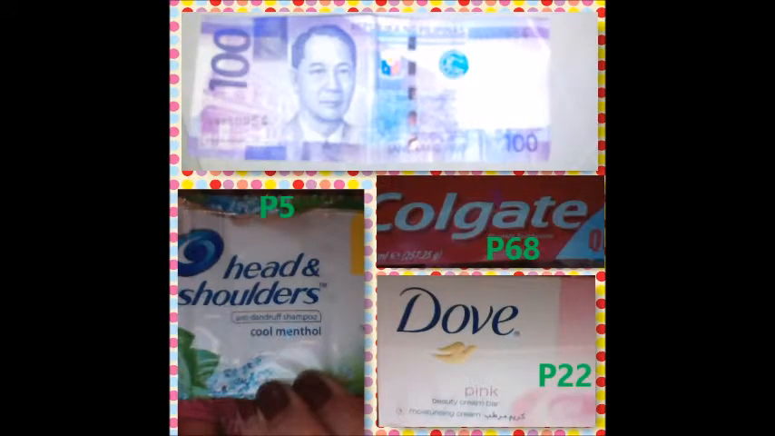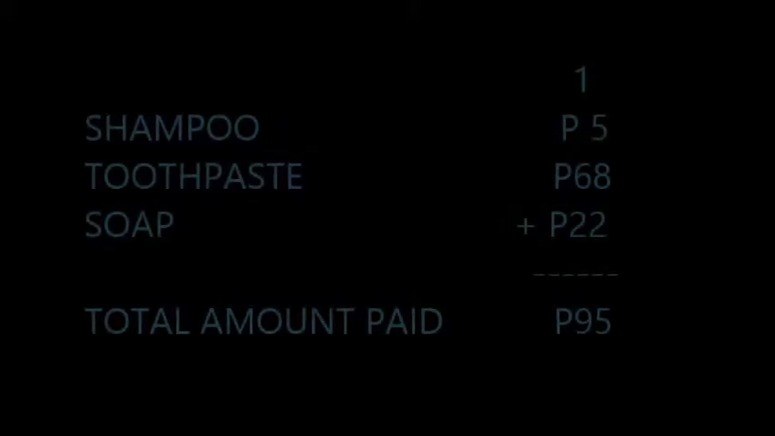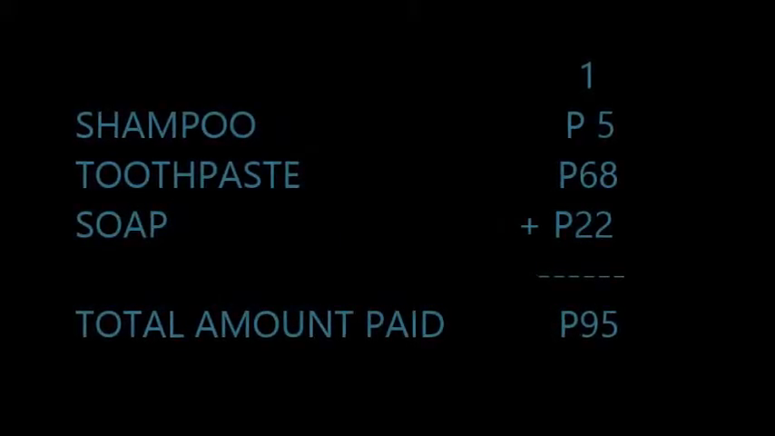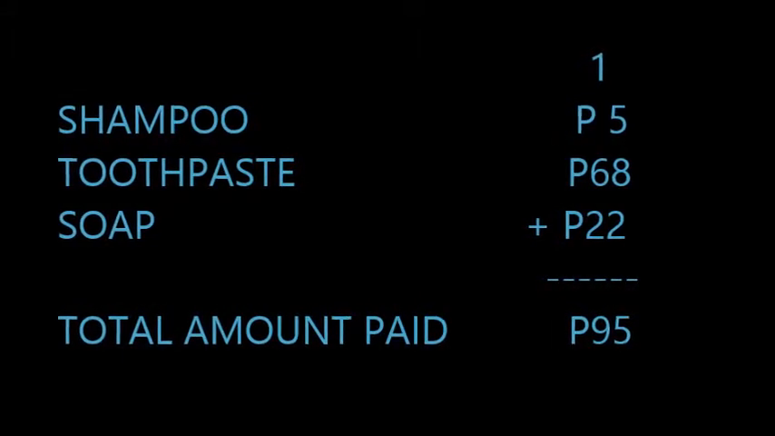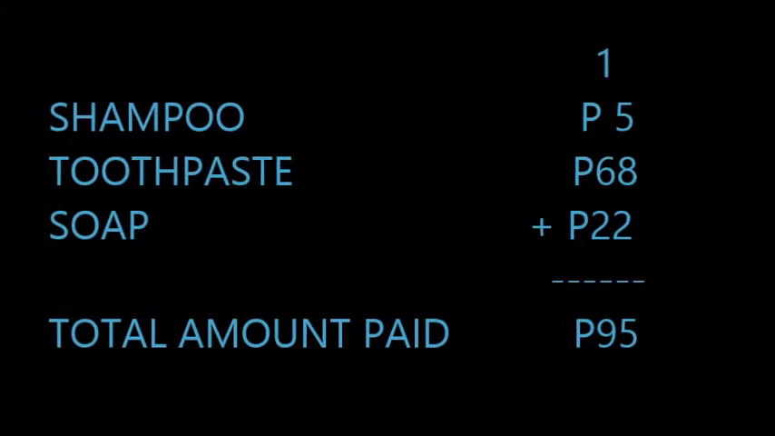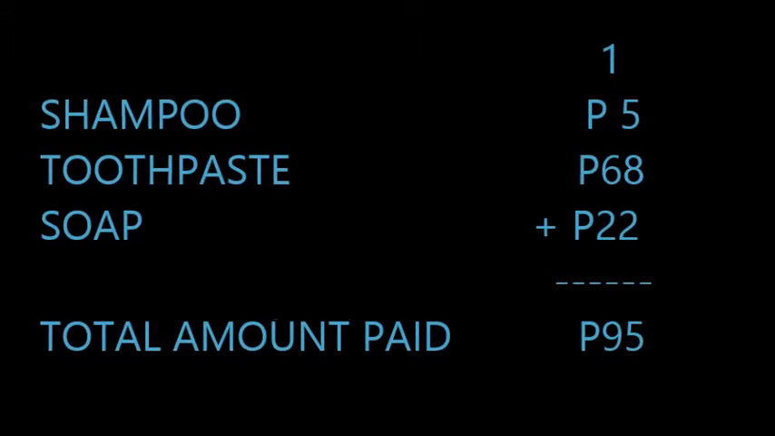Now, let's say I have 100 pesos, and I'm going to buy a shampoo for 5 pesos, toothpaste for 68 pesos, and a bar of soap for 22 pesos. Again, let's just add the following. 5 plus 8 plus 2 is equal to 15. Let's bring down 5 and carry over 1. 1 plus 6 is 7, plus 2 is 9. So the total amount paid is 95 pesos.